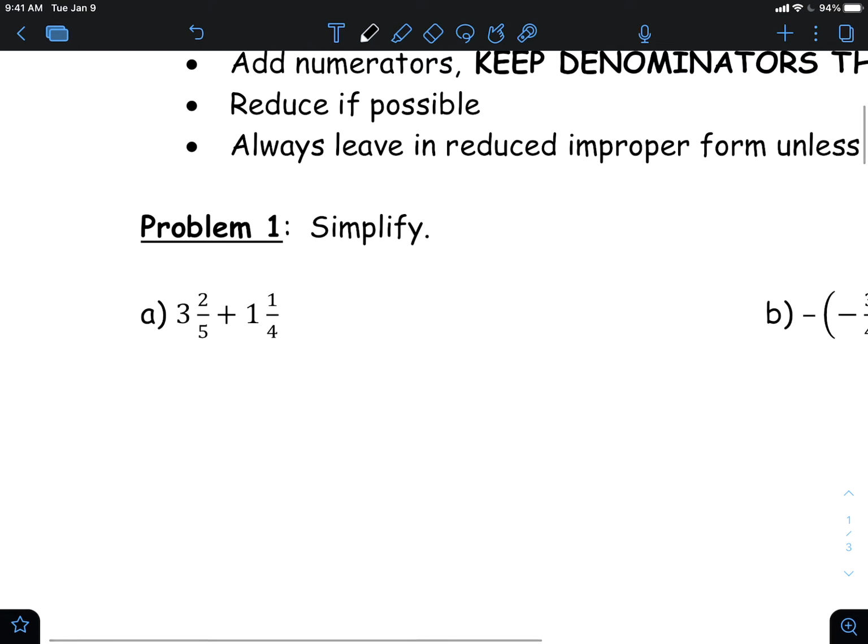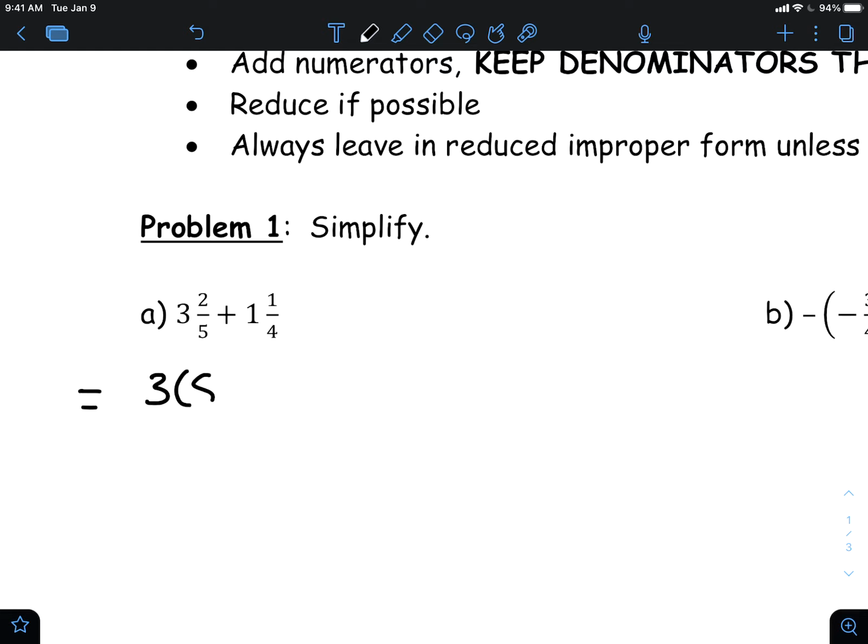So we can talk about an actual example then, a bit of a trickier one. We've got 3 and 2/5 plus 1 and 1/4. So we've got mixed numbers here. We don't really want mixed numbers whenever we're adding or doing much of anything really. So we'll want to turn them into improper fractions.